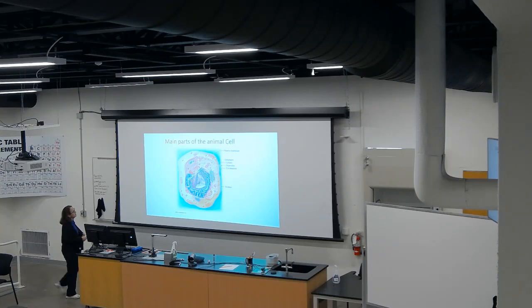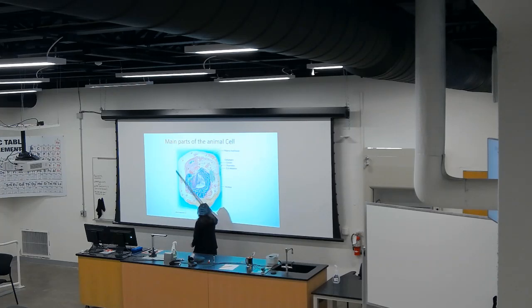So here are the parts of the animal cell. This is the plasma membrane. This is the nucleus. This is the nucleolus. The nucleus is surrounded by a membrane itself. This is called the nuclear membrane. And this nuclear membrane has little doors or pores, the nuclear pores. Through these nuclear pores, molecules come in and out of the nucleus.